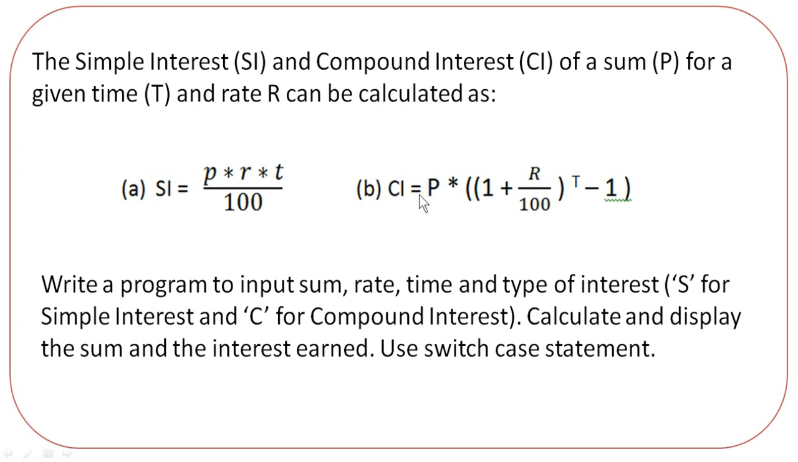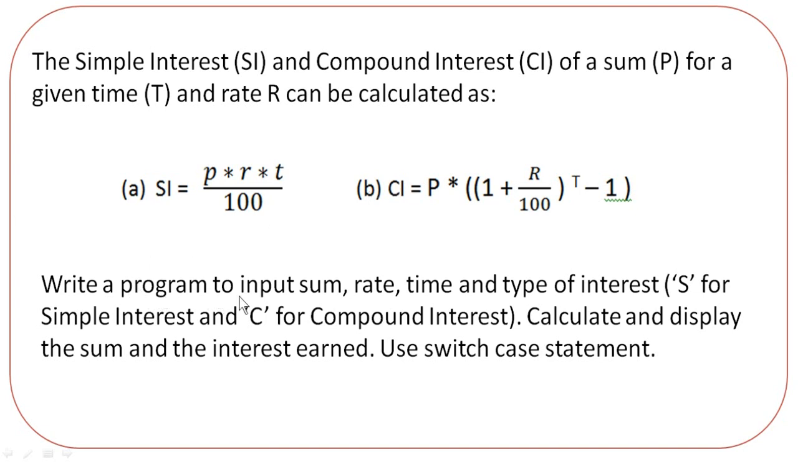If it is compound interest, the formula is P into, within parentheses, 1 plus R by 100, close bracket, which is with the power of T, and then finally minus 1. So this is the formula which has to be used for compound interest.